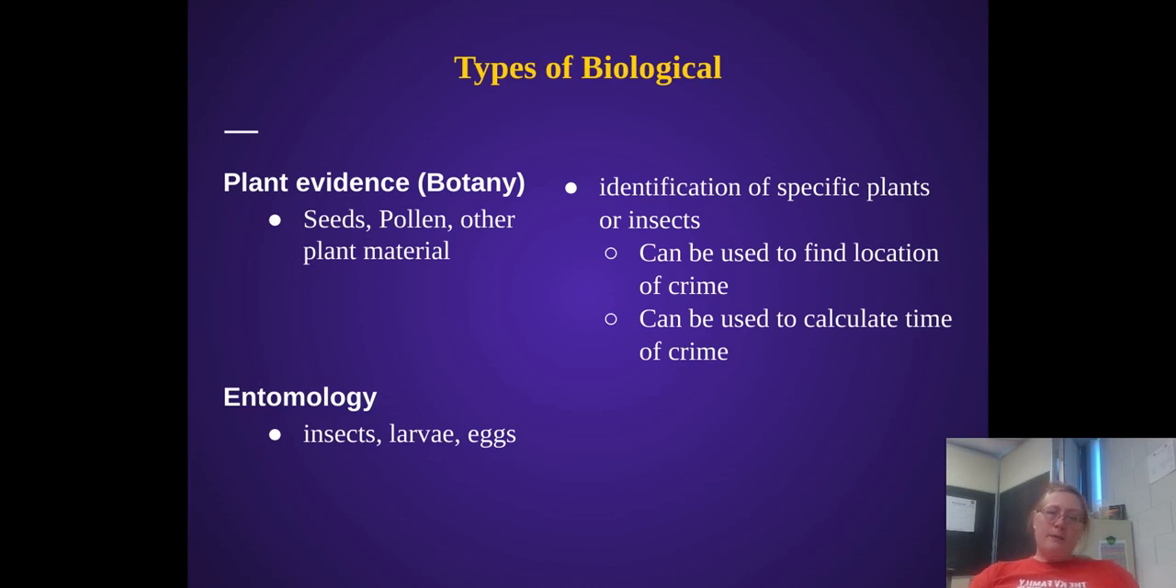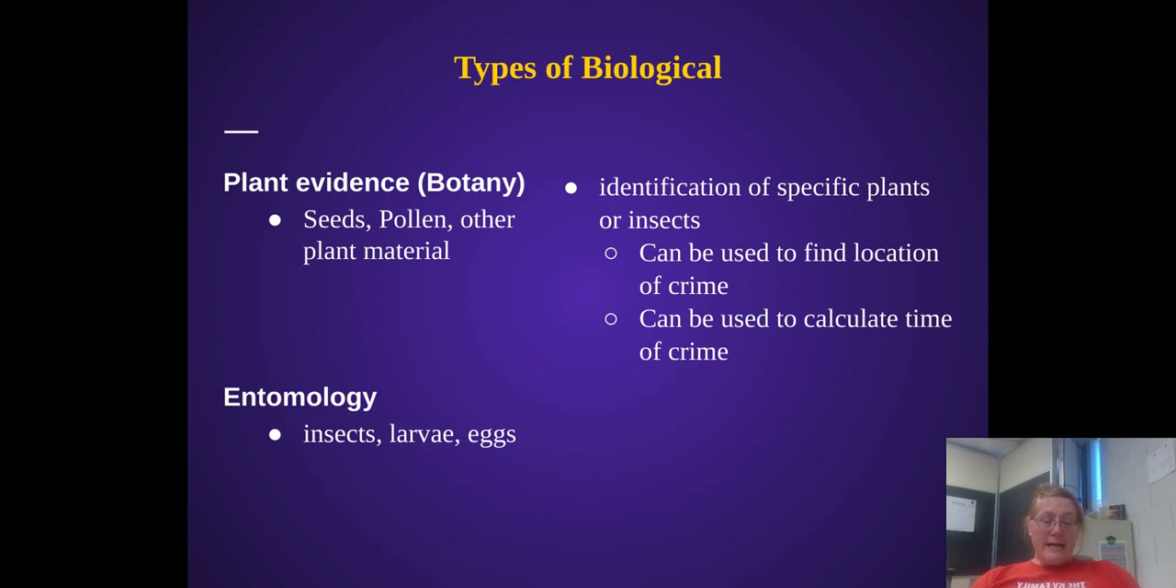Okay. More types of biological evidence. You have plants. Anything a plant can leave behind: the seed, the pollen. It can be wood chips or splinters or the whole tree. Entomology is bugs. So insects, larvae, eggs. So identification of the plants or the insects can help you figure out the location. You're not going to see some insects in the desert that you're going to see in the swamp. Same thing with plants. There's some plants that you're never going to find in the swamp and the desert, or even here. There's many locations.